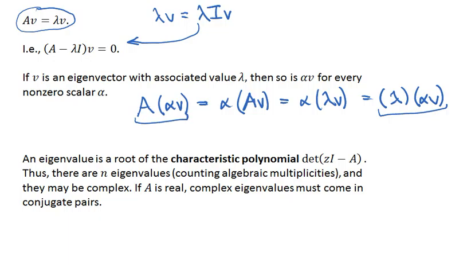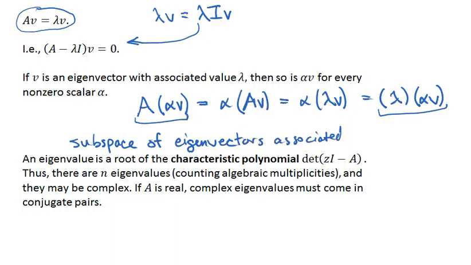So in other words, eigenvectors aren't determined uniquely. There's an entire subspace of eigenvectors that goes along with lambda. The set of all vectors which are multiples of v is a one-dimensional subspace. The subspaces that go along with lambda can actually be higher dimensional as well if you have repeated eigenvalues.